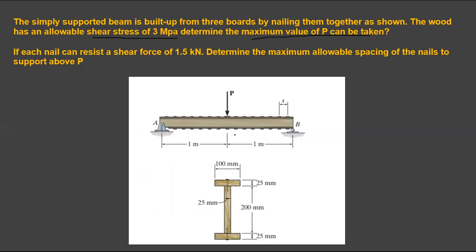So if you draw a shear force diagram to this member, so beam, it will look like this, right? At the supports, your shear value is critical, right? So you know that it's going to be P over 2, right?